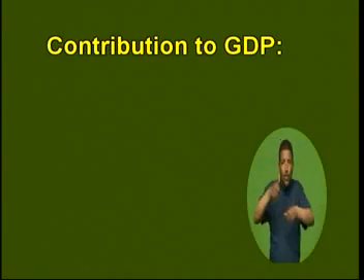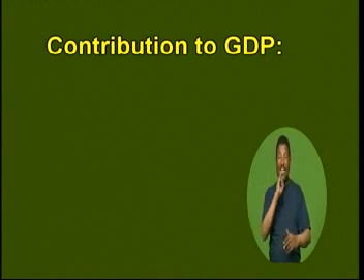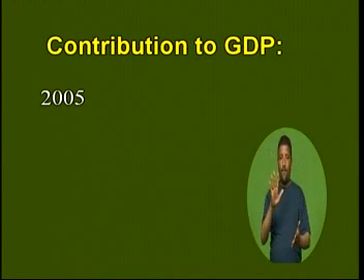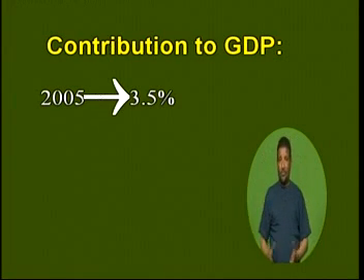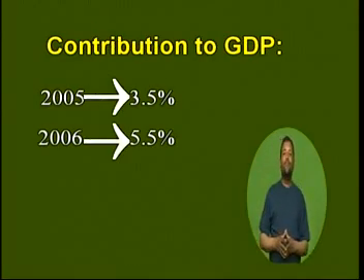Students, in today's lesson, we will look at the performance of the tourism sector. Let's start with the contribution of tourism to Ethiopia's GDP. The share of tourism in Ethiopia's GDP is not yet significant. For example, in 2005, it was 3.5%, while in 2006, it was just 5.5%. Students, did you know why the contribution of tourism is small, despite the huge potential for tourism development in Ethiopia? Discuss in groups and answer the question.